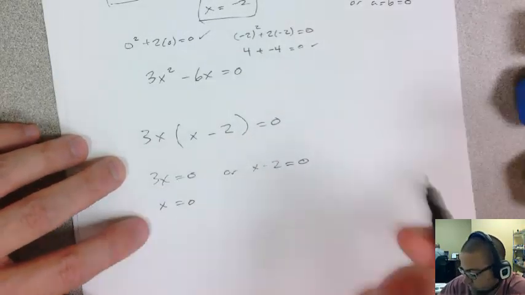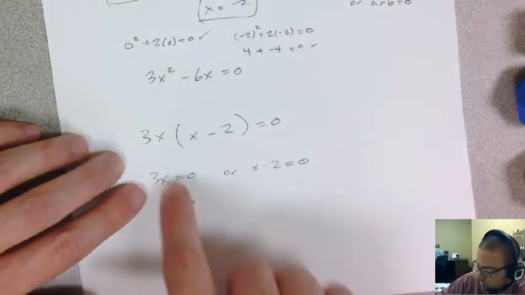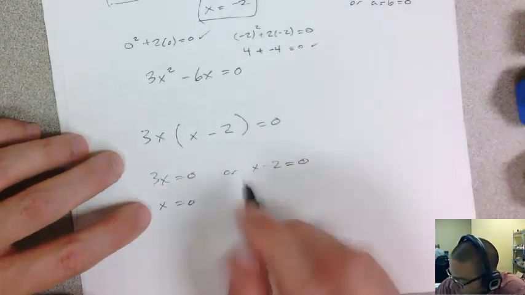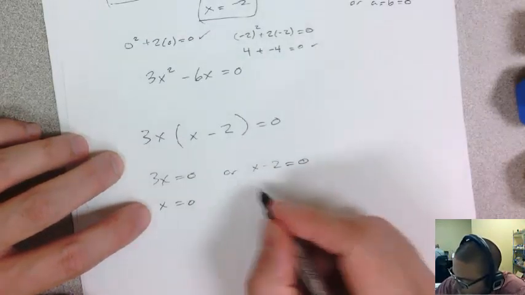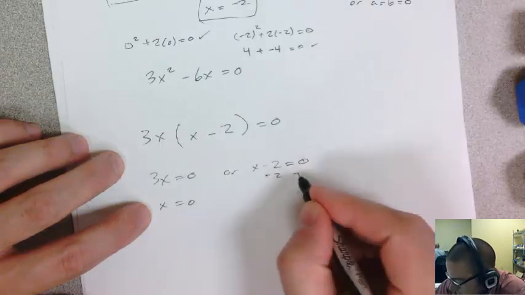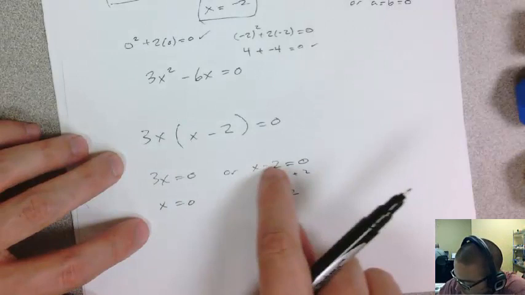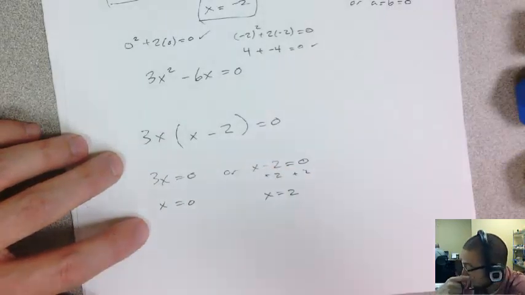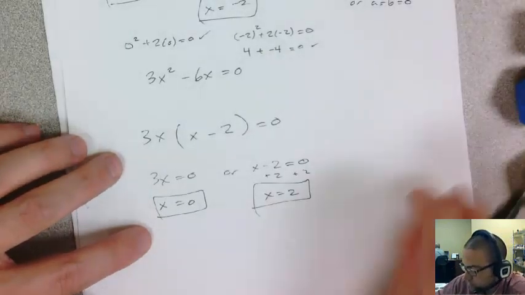I can divide both sides by 3, but I also just know that I can plug in 0 to make that 0. Or I could plug in what to make this 0? Well, 2 minus 2, right, would be 0. Or if I add 2 to both sides, I get x equals 2. All right. So it's always going to be the opposite of this number. So those are my two solutions.